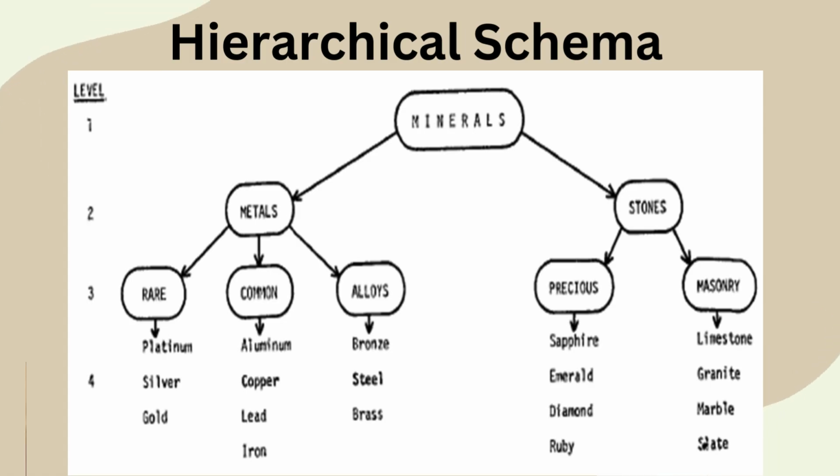There is another example of hierarchical schema. If you say mineral is one schema, under mineral come your metals and stone. Under metal come your common metals and alloys, and under that further categories are there. So this is an example of hierarchical schema.